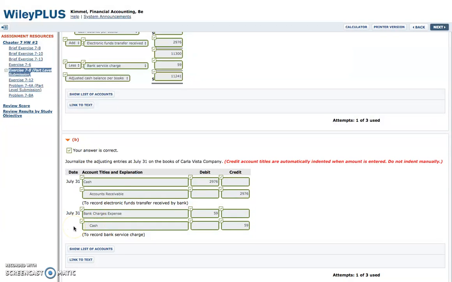The next transaction is to record the bank service charge. The way we do that is we're going to debit the bank charges expense account $59. And because it is money that we're paying to the bank, we're going to credit $59 to cash to pay for that. So that is a very simple, easy way to explain it.